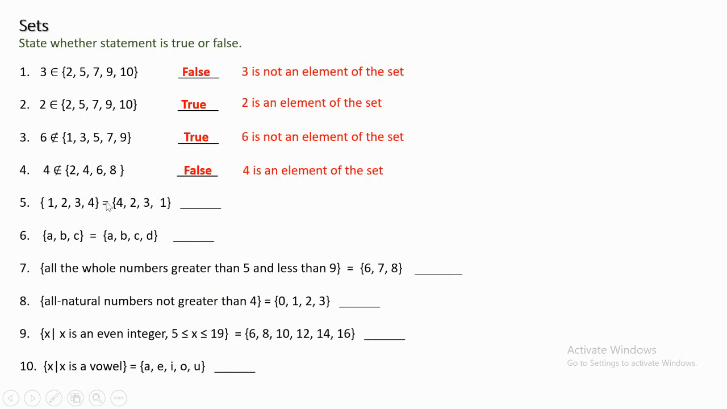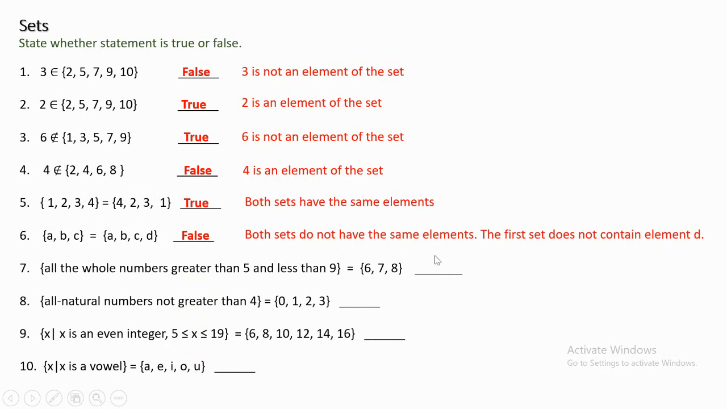Number 5, the set containing 1, 2, 3, 4 is equal to the set containing 4, 2, 3, 1. This is true because all the elements of the set 1, 2, 3, 4 are the same elements in the set 4, 2, 3, 1. Both sets have the same elements. Number 6, the set A, B, C is equal to the set A, B, C, D. This is false, right? Because these two sets do not have the same elements. For example, the first set, the ABC set, does not have the element D.